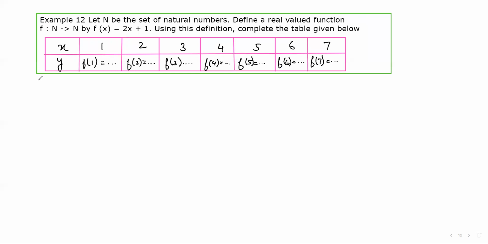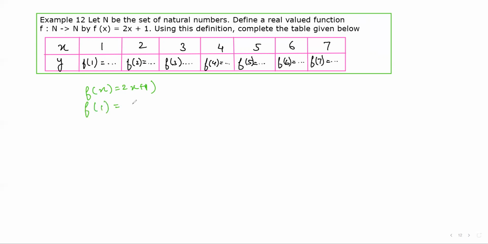Next, now let N be a set of natural numbers. You have to define a real valued function from N to N by f of x is equal to 2x plus 1. Using this definition, you have to complete the table given below. So we know that f of x is equal to 2x plus 1. You have to complete the table, meaning you have to find the values of f of 1, f of 2 till f of 7. So let's calculate the values.